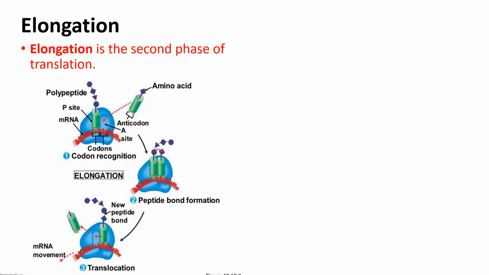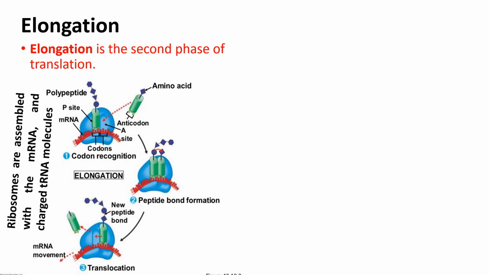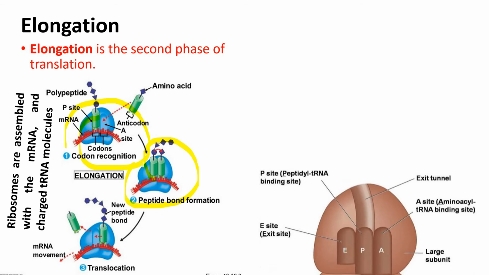Next, elongation. So the elongation is the second phase of translation. Ribosomes are assembled with the mRNA and charged tRNA molecules. So in this stage, you can easily find out they are assembled. The mRNA and charged tRNA molecules are assembled together. You can observe here in all the stage you can find it.